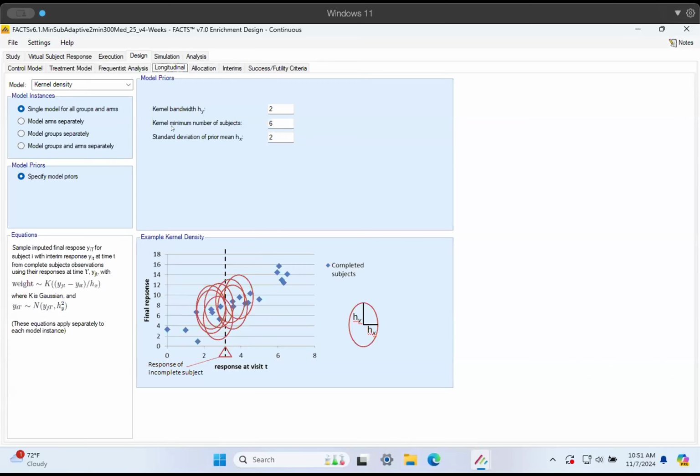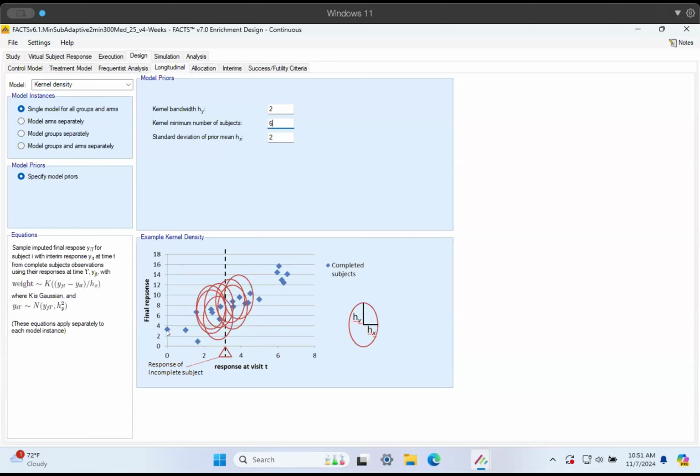For this kernel density model, there are parameters H_X and H_Y. They dictate the distributions side to side and up and down, and those will be estimated. FACS will estimate those for you. What you need to do up here is say what is the minimum number of subjects that I want to use for that estimation. We put 6 in here, I think these are the defaults. If there are more than 6 blue points on here, FACS will estimate H_X and H_Y for you.